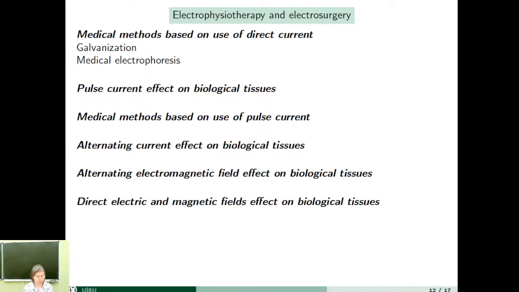Talk about alternating current effect on biological tissue.